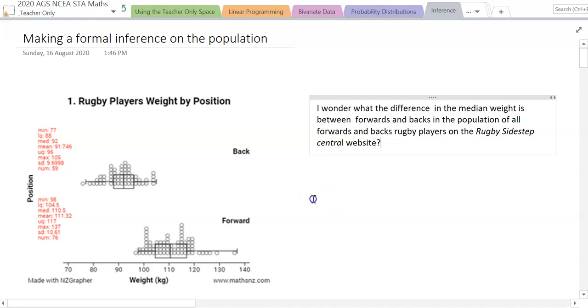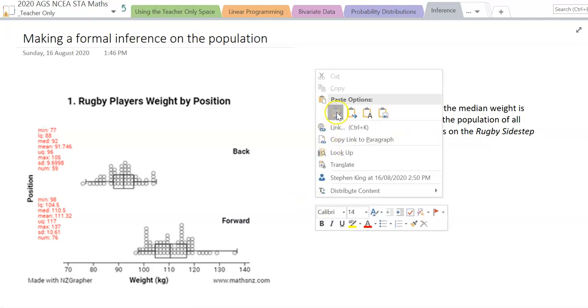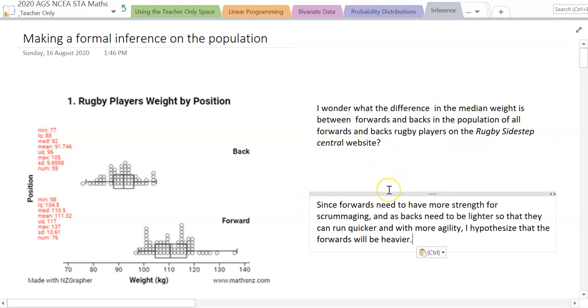Now, linked to that, there's also the hypothesis, what you believe is going to happen. So the hypothesis might look something like this. Since forwards need to have more strength for scrummaging, and as backs need to be lighter so they can run quicker and with more agility, I hypothesize that the forwards will be heavier. So this is what you think is going to happen. Judged by what you're seeing on the diagram and by the research that you've done in the background, you hypothesize this is what might happen.